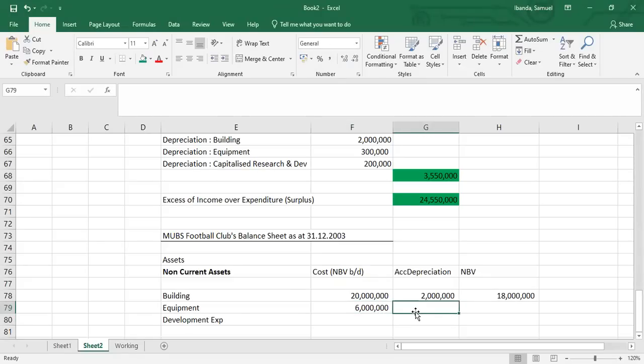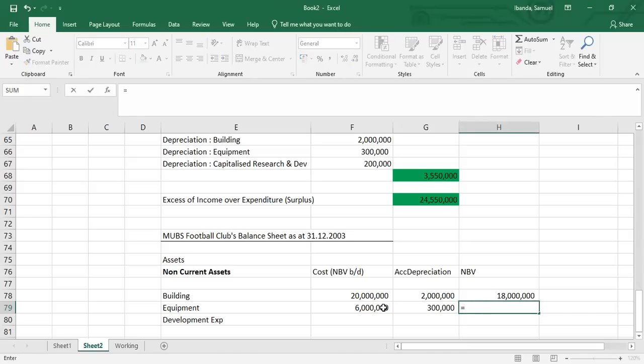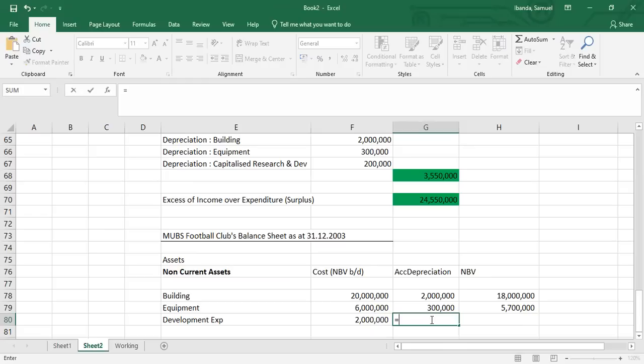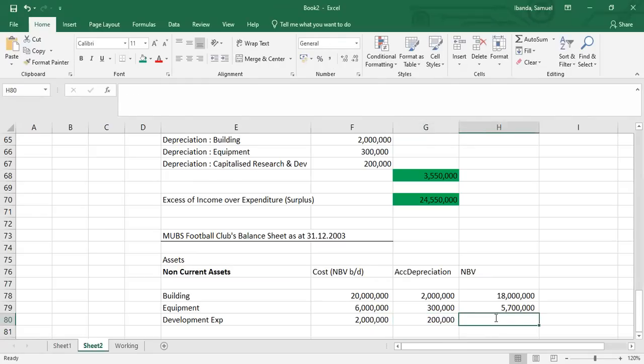6 million there. And then I'll remove my 300,000, which was the depreciation, okay? And then I'll be able to get, of course, the difference. That minus that, 5.7. Development expenditure also, this is 2 million, as we saw in the receipts and payments. When you remove depreciation, which is 200,000, okay, you should be able to get the difference. That minus that. So those are your non-current assets.